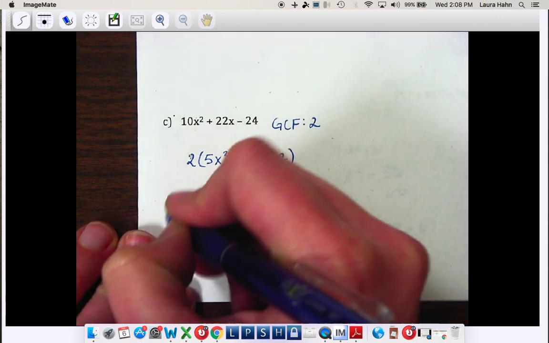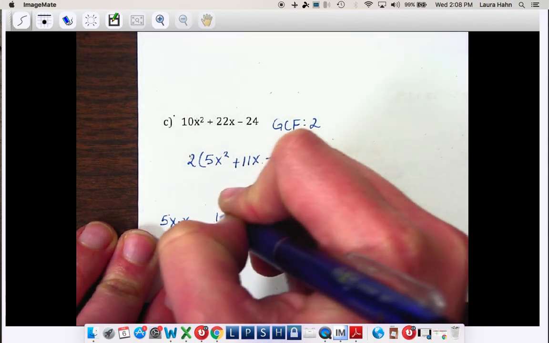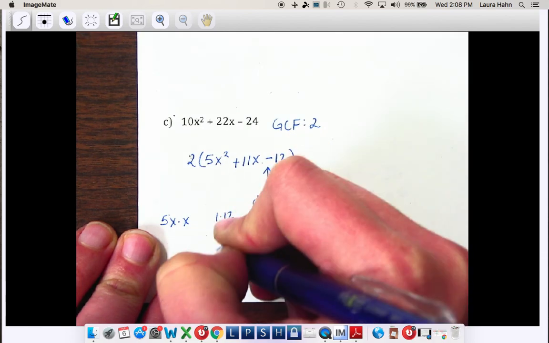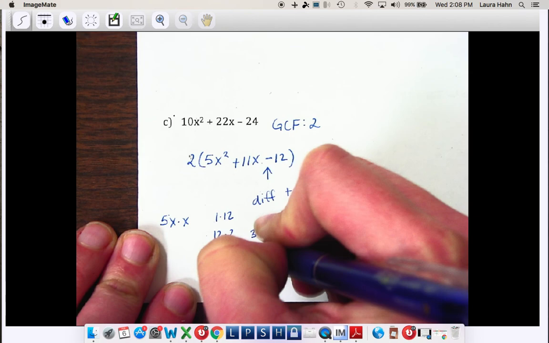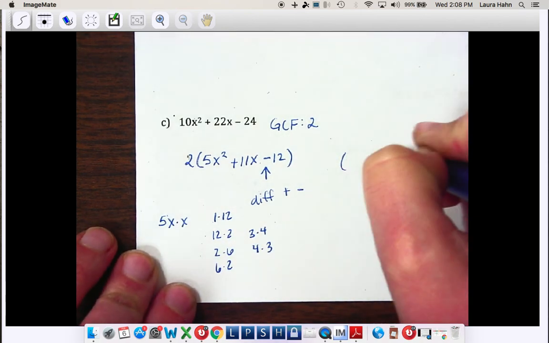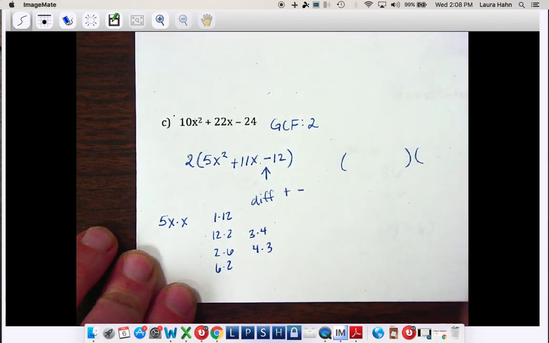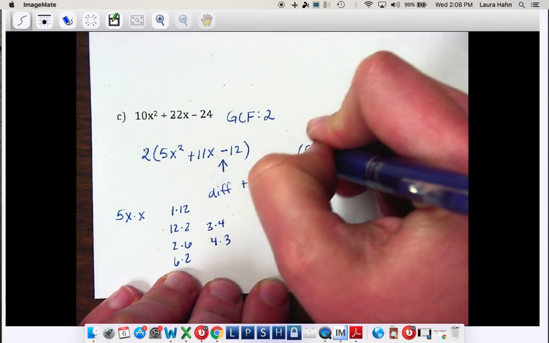Okay, I need to find my factors of 5x squared, which is 5x times x. My factors of 12, which are 1 times 12, 12 times 2, 2 times 6, 6 times 2, 3 times 4, and 4 times 3. Okay, we said the signs are different, so I can't put them yet. All right, so let's try 5x, x.